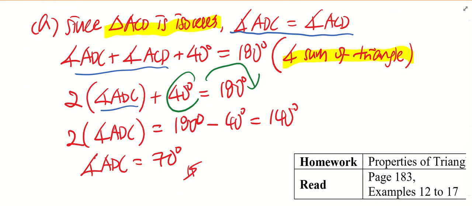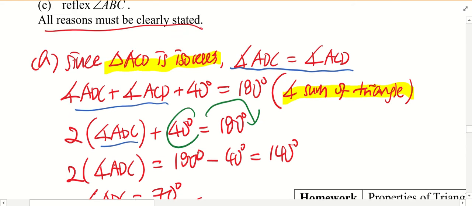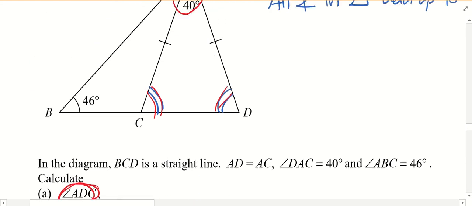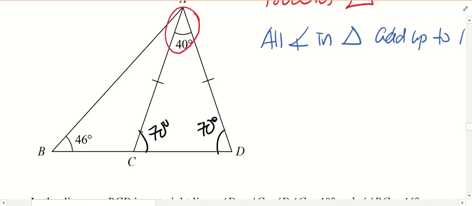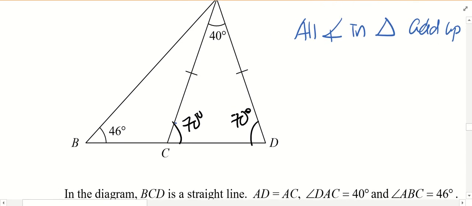Now, I have this habit. Once you find out the answer for ADC, immediately go back to the diagram and write it down. Fill it up in the diagram. So I have these two being 70 degrees and 70 degrees. Okay, and I can check, 70 plus 70 plus 40 is 180. Okay, so now I have this information.